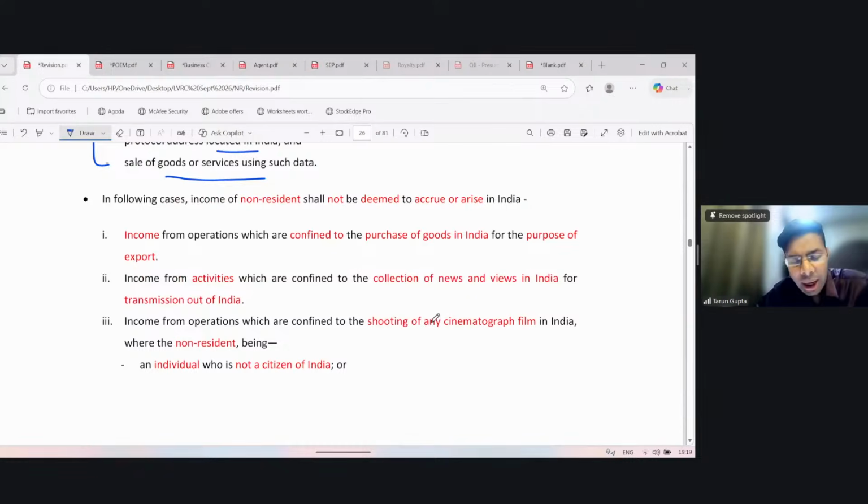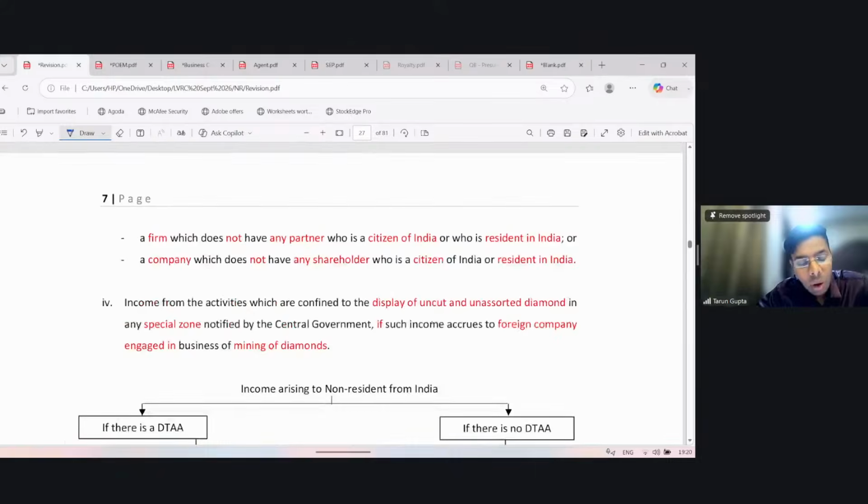A very small thing is left. Some activities are kept outside the purview of business connection. One, income from operations which are confined to purchase of goods in India for the purpose of export. Or income from activities confined to collection of news and views in India for transmission outside India. Or income from operations confined to shooting of cinematographic film in India, where the non-resident being an individual is also not a citizen of India, or where the non-resident is a firm and does not have any partner who is a citizen or resident in India, or where the non-resident is a company and does not have any shareholder who is a citizen or resident in India.